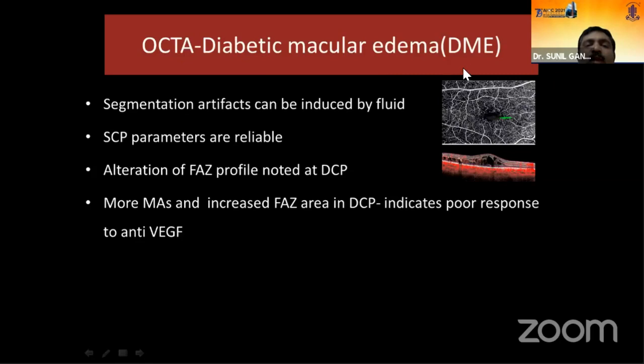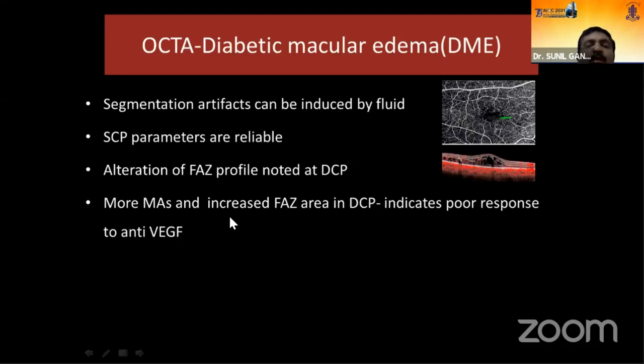So what is the role of OCTA in diabetic macular edema? Basically, there are certain limitations in imaging of OCTA in DME, like segmentation artifacts that can be induced by the fluid accumulation in the retina. The superficial capillary plexus parameters in DME are more reliable when compared to the deep capillary plexus. There could be an alteration of the foveal avascular zone profile noted in the deep capillary plexus.